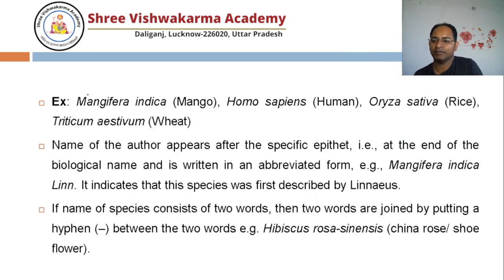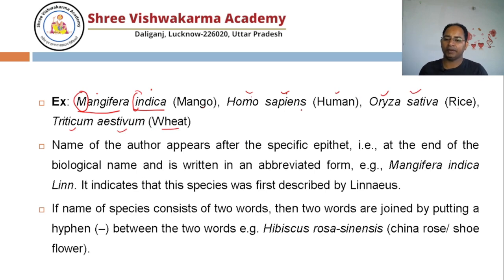All right. Say for example, Mangifera indica. This is the scientific name of mango. As you can see, the genus starts with a capital letter and the species starts with a small letter. So this is genus, this is species. For Homo sapiens, for human, it is Homo sapiens. For rice, it is Oryza sativa. For wheat, Triticum aestivum. Alright? Okay, let's move ahead.